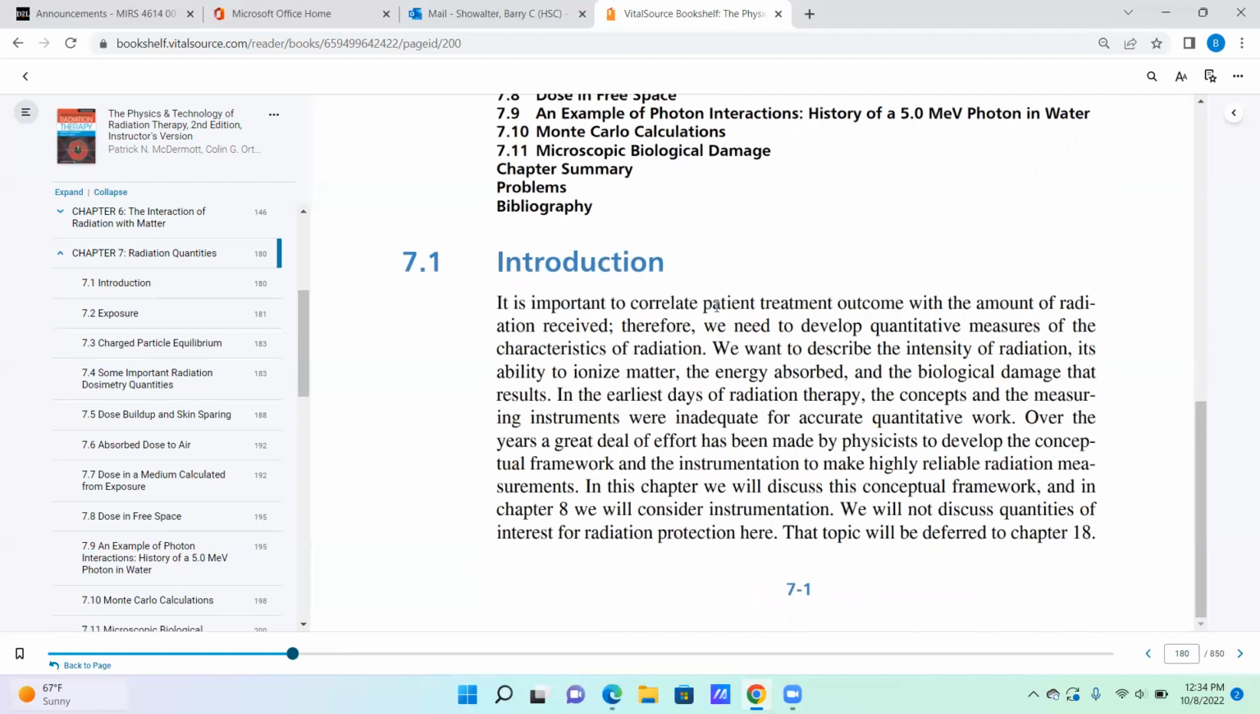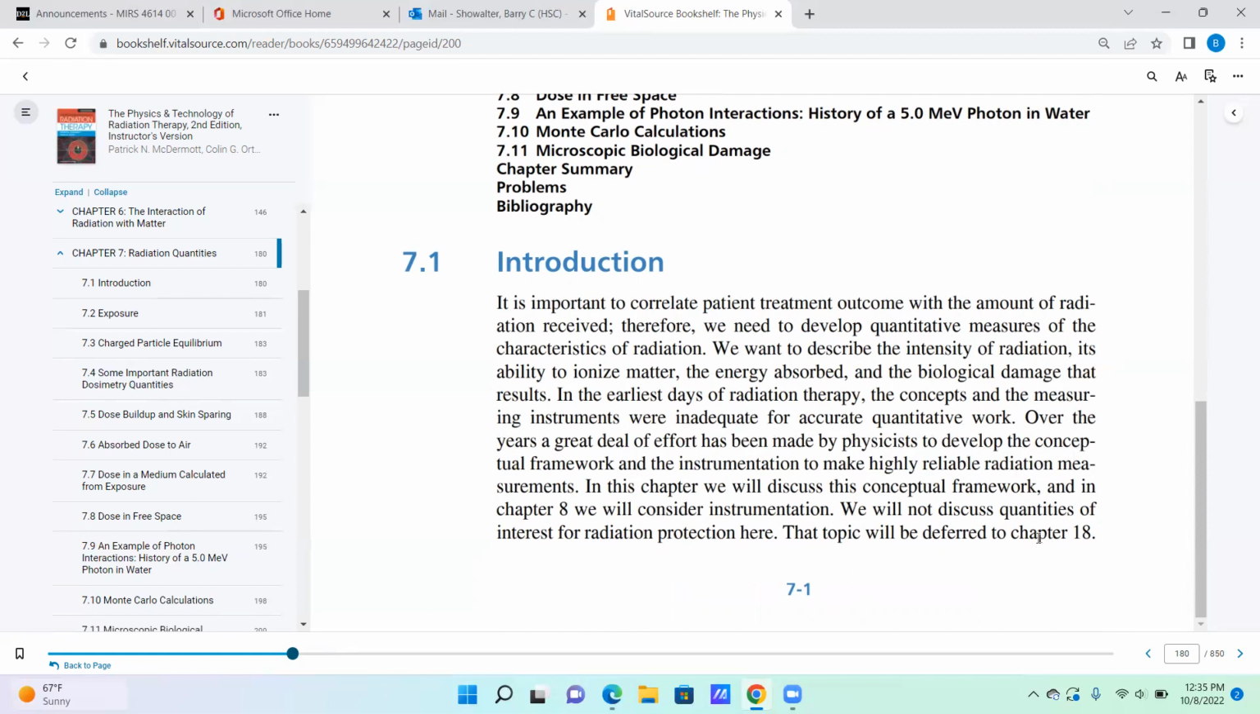It's important to correlate patient treatment volume with the amount of radiation received. So we need to develop quantitative measures of the characteristics of radiation. We want to describe the intensity of the radiation, its ability to ionize matter, the energy absorbed, and the biological damage that results. What we started out with wasn't exactly the best way to do it, so over the years, many people thought about what sort of conceptual framework we needed in order to accomplish this task.